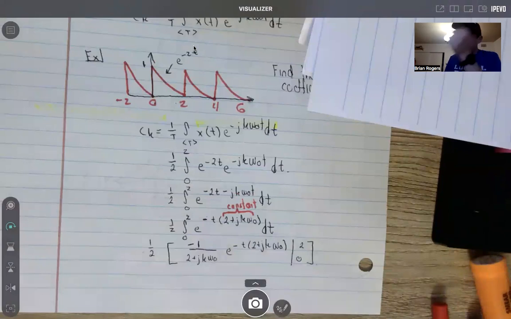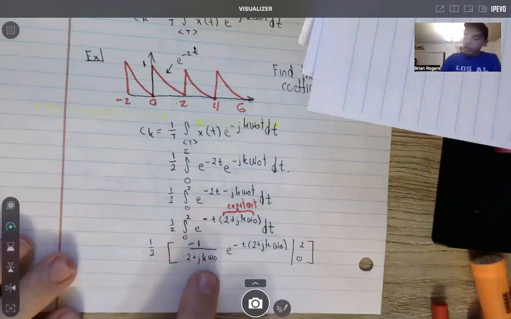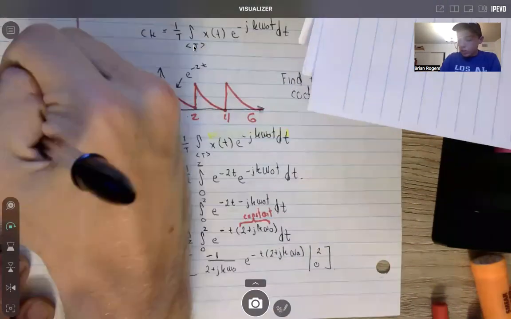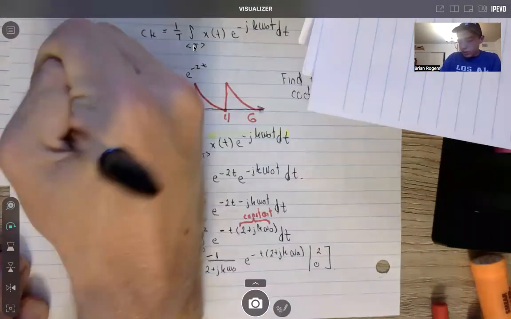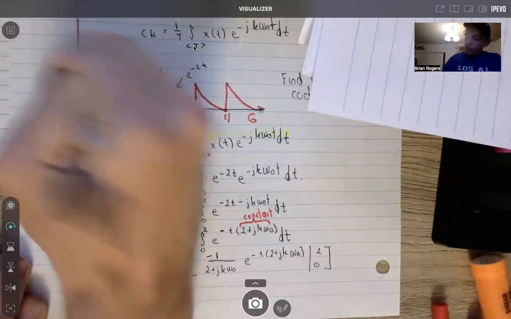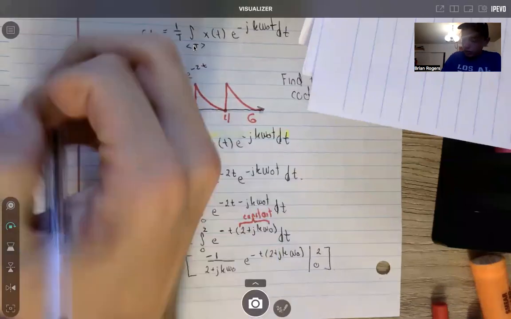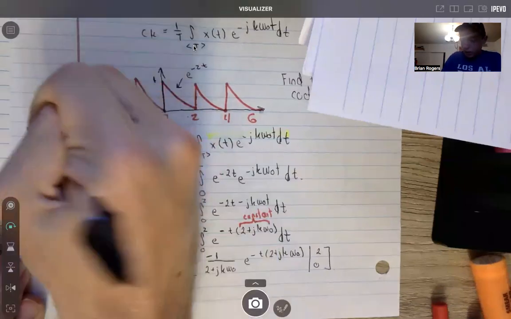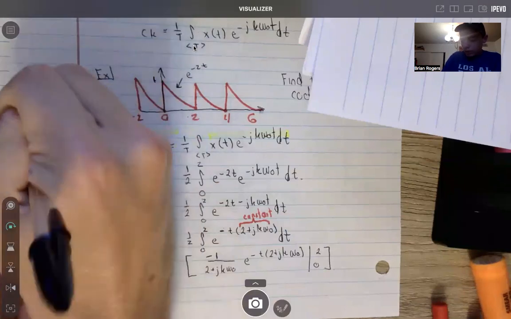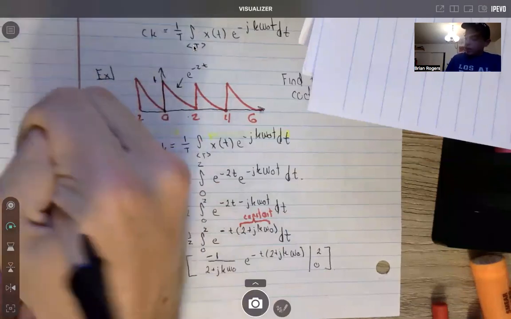For a specific value of omega naught, you're going to realize that omega naught is a constant, remember? Omega naught is 2 pi over T, and our period is 2 seconds, so it's 2 pi over 2. And so omega naught is just pi. So I can plug in pi here.